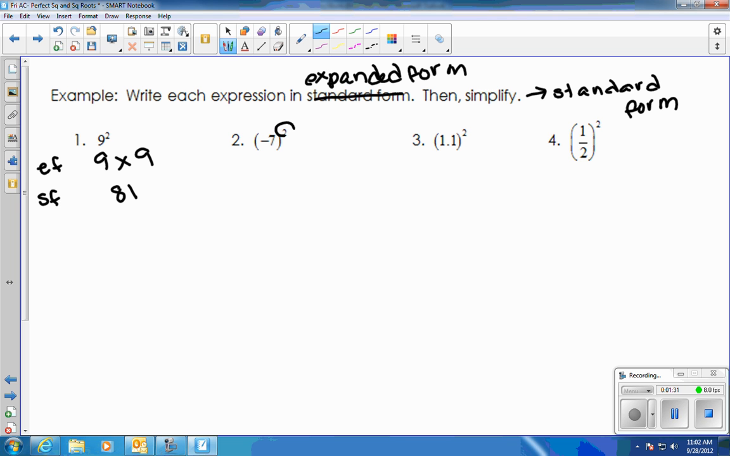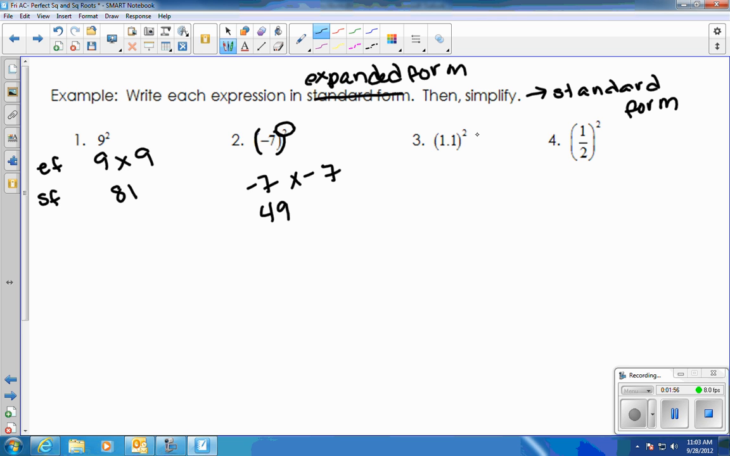This squared is touching the whole parenthesis, which means everything in the parenthesis gets written twice, even the negative. Now that may seem like, duh, well, of course that makes sense. Well, when we get to the next one, it'll make a little bit more sense why we do it that way. So 49 would be your standard form.